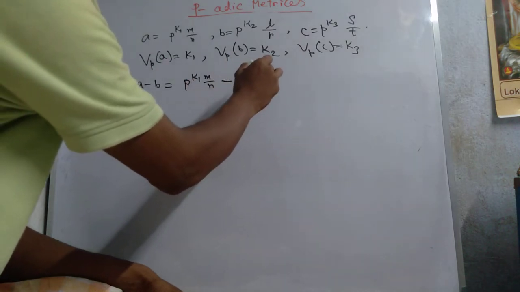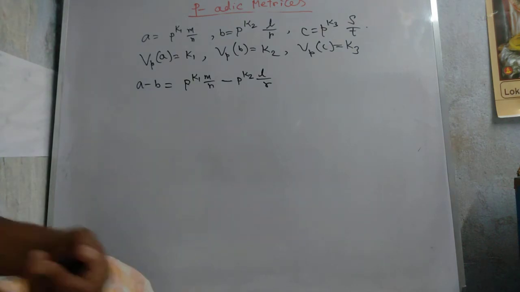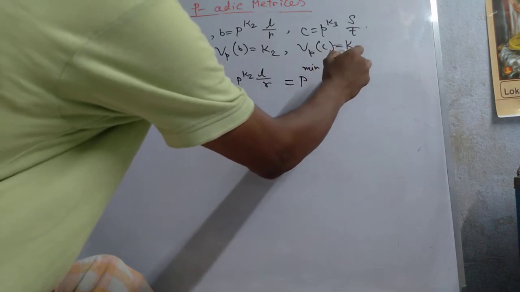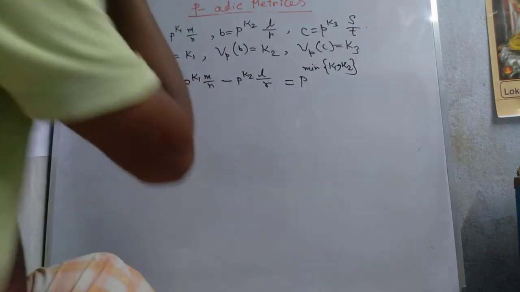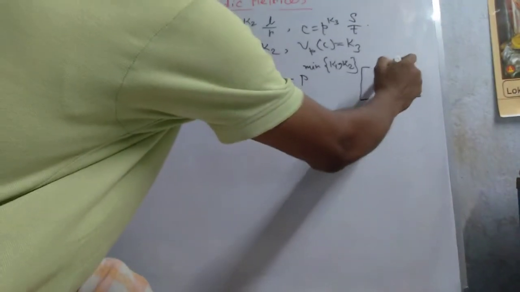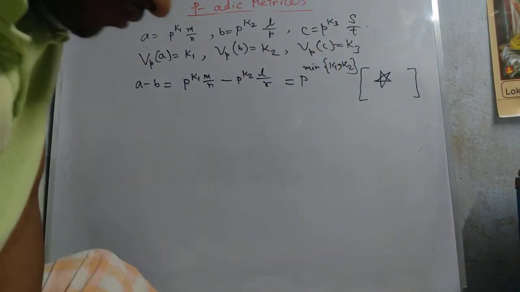Now a minus b equal to p to the power k1 m by n minus p to the power k2 l by r. Then p to the power minimum of k1 and k2 is common, and the rest is in brackets. So v_p(a minus b) is greater than or equal to the minimum of k1 and k2, which equals the minimum of v_p(a) and v_p(b). So easy.